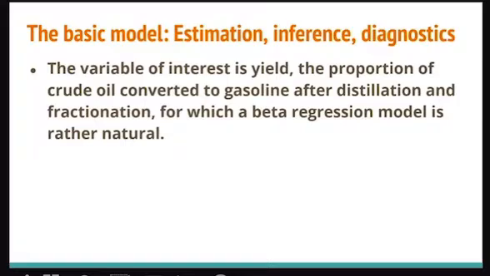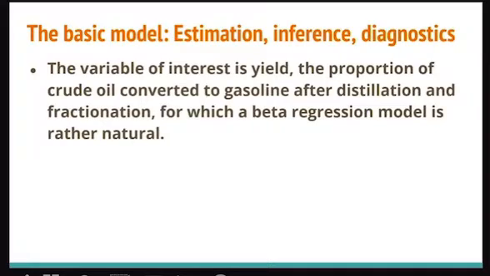Take a look at what we want to do now. We actually want to go into the basic model, estimation, inference, diagnostics, just like what we used to do in the conventional linear regression. Now let's take a look at an example. If the variable of interest is yield, and the yield is the proportion of crude oil converted to gasoline after distillation.